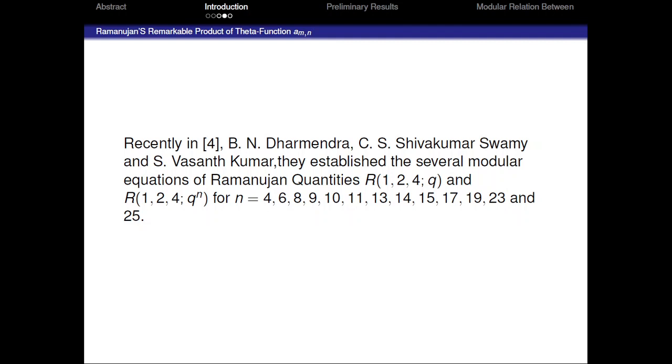Recently, several modular equations of the Ramanujan quantities r(1,2,4;q) and r(1,2,4;q^n) were developed or established for n equal to 4, 6, 8, 9, 10, 11, 13, 14, 15, 17, 19, 23 and 25.